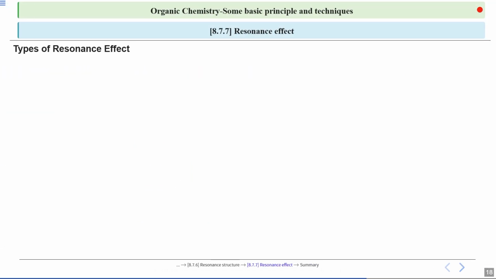Moving on to the next one, we have types of resonance effect. We have talked a lot about resonance. Now we will specify the types of resonance effect.